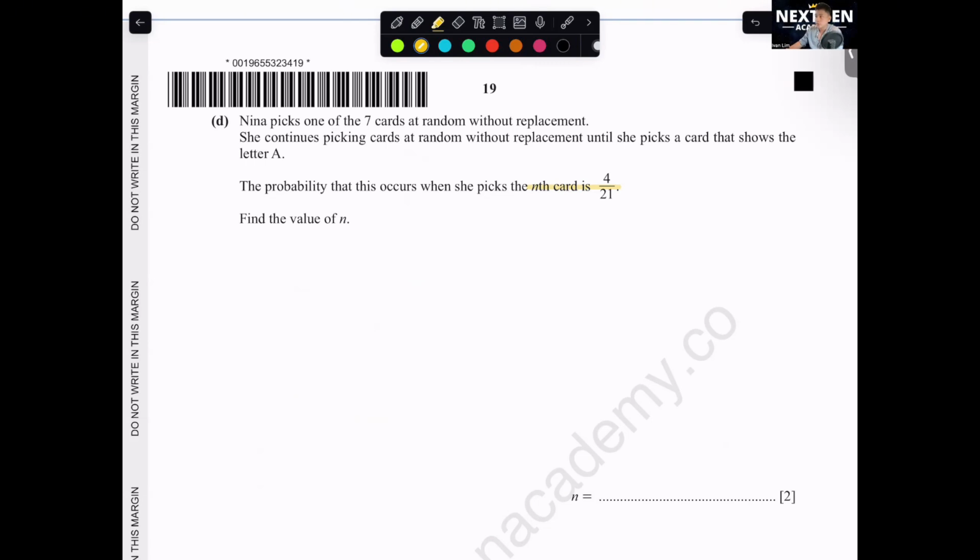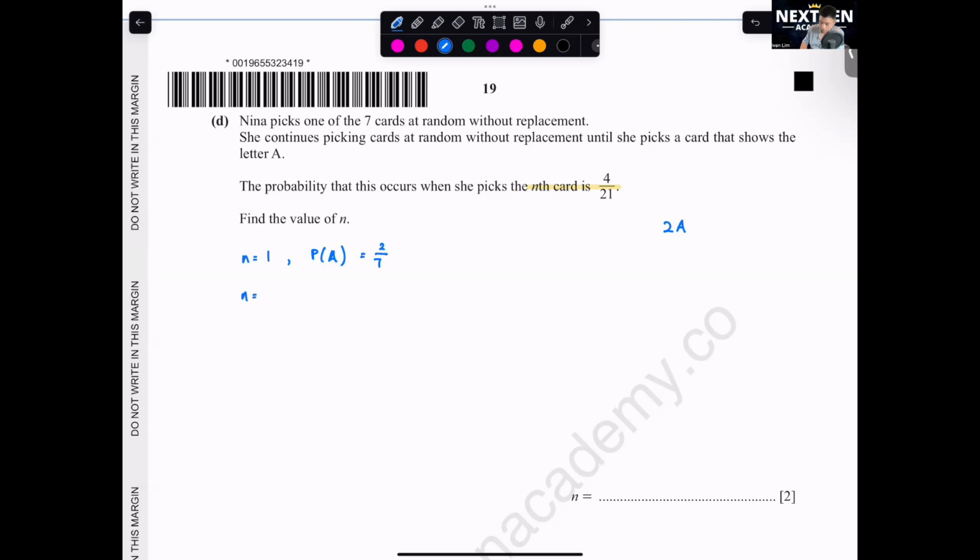letter A or not? Go back to the question, you got 2 A's. So that means you pick the other cards, and you keep on taking until you get A. So you need to write down the probability of it. If on my first try, the probability of A will just be 2 over 7.